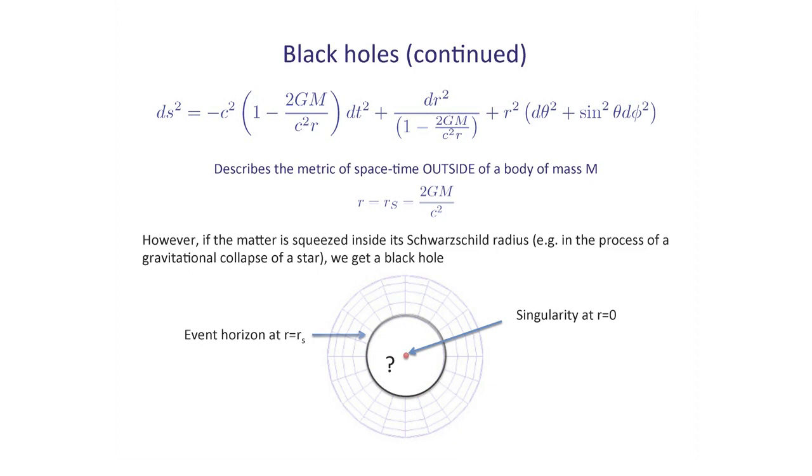First of all, you have what is known as the event horizon, at r equal to r Schwarzschild, where this thing becomes 0. And then there is another singularity in the metric. Notice here that if r goes to 0, then this whole term blows up, and the same happens here. So there's another singularity in the metric at r equal to 0.